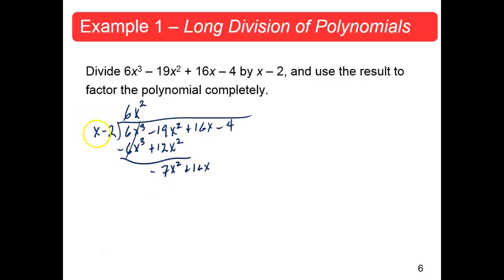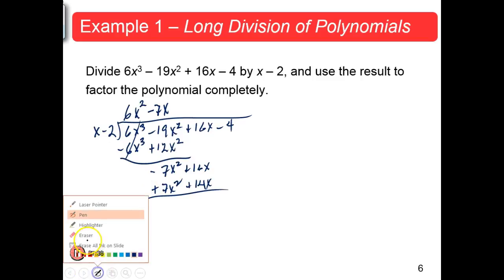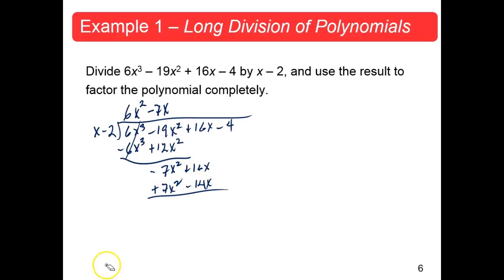Yeah, divide. X into negative 7x squared would be negative 7x times. And then what do we do? Multiply. Negative 7x times x is negative 7x squared. Negative 7x times negative 2 is plus 14x. Okay? And then you do what? Change signs and add. So that becomes a plus, and this one becomes a minus. Easier to do for me than it is for you, okay? All right, you add, that goes away. Fantastic. What happens here?